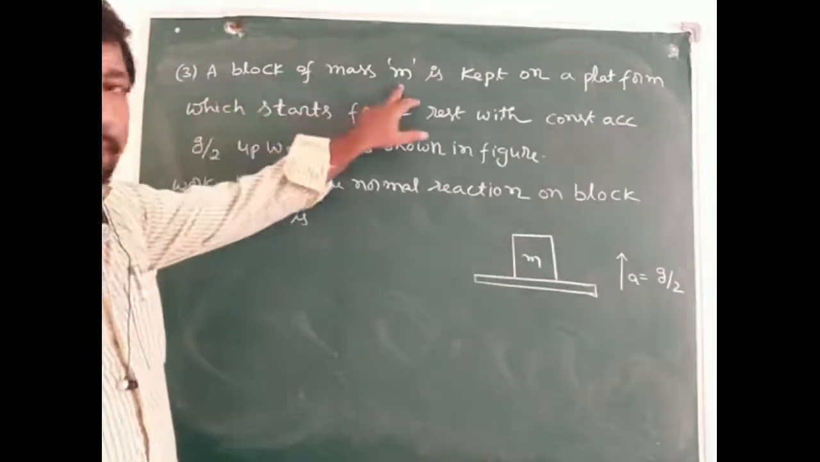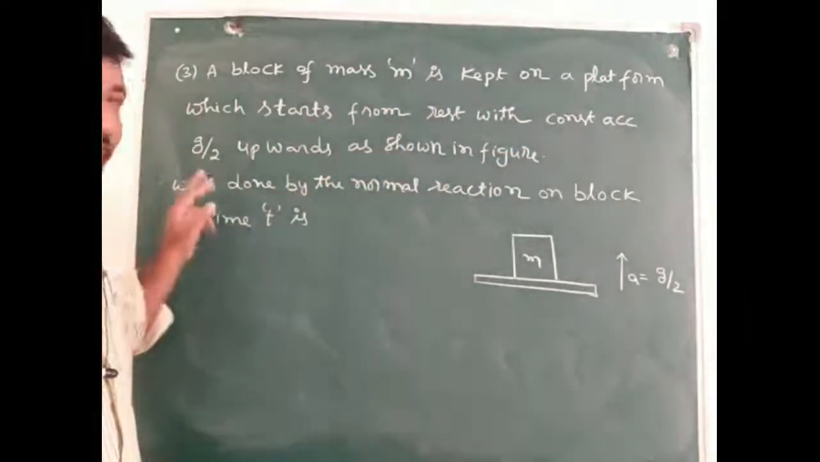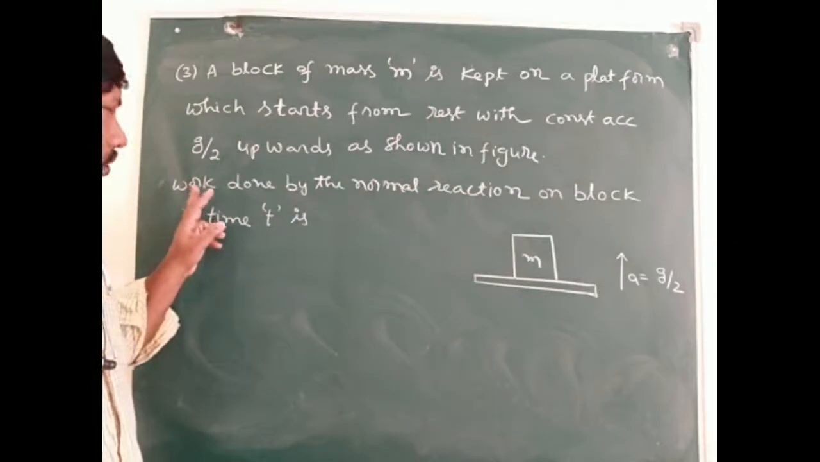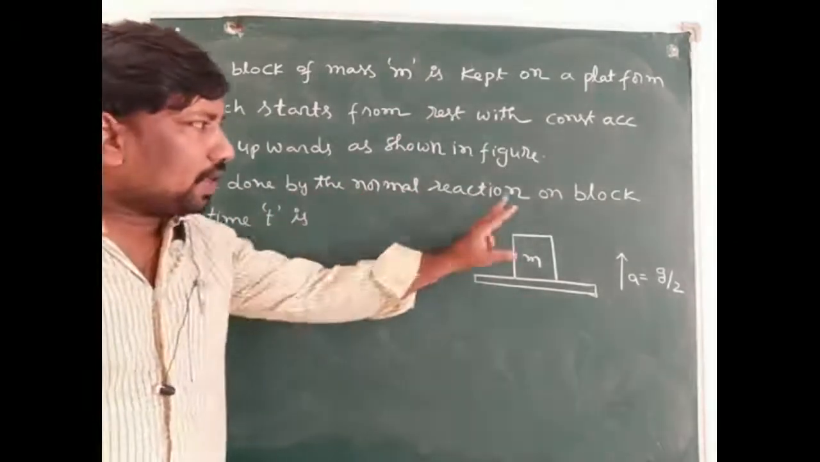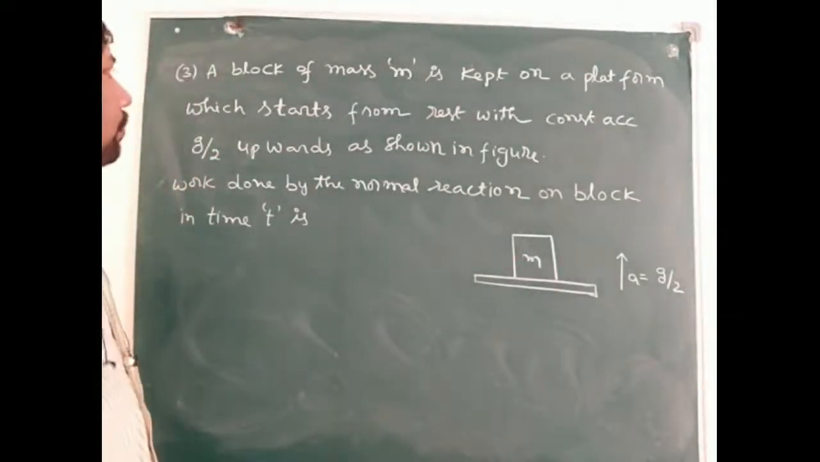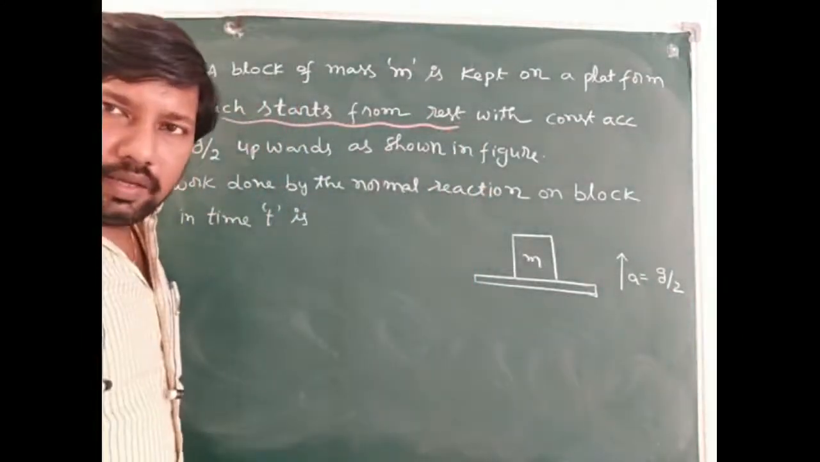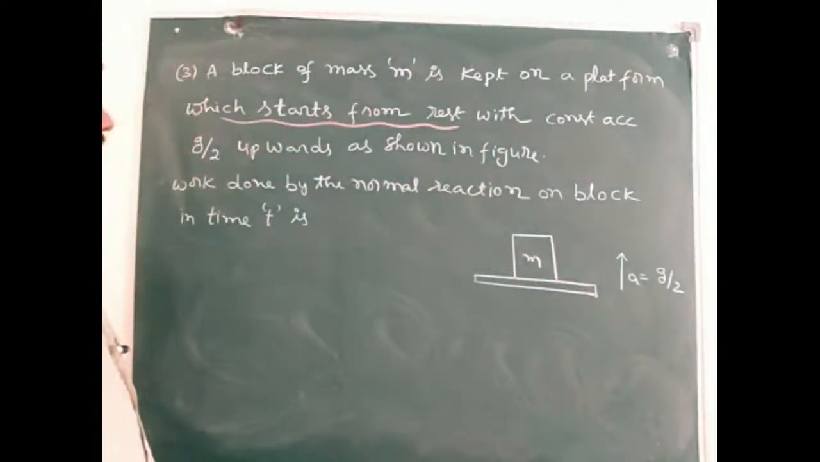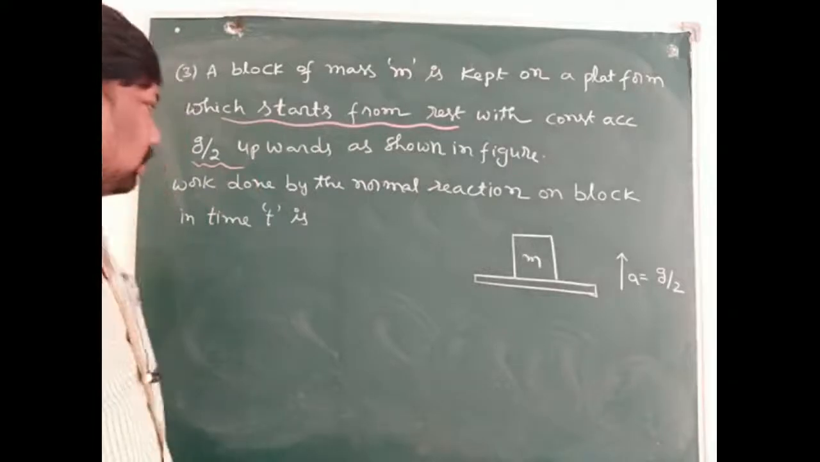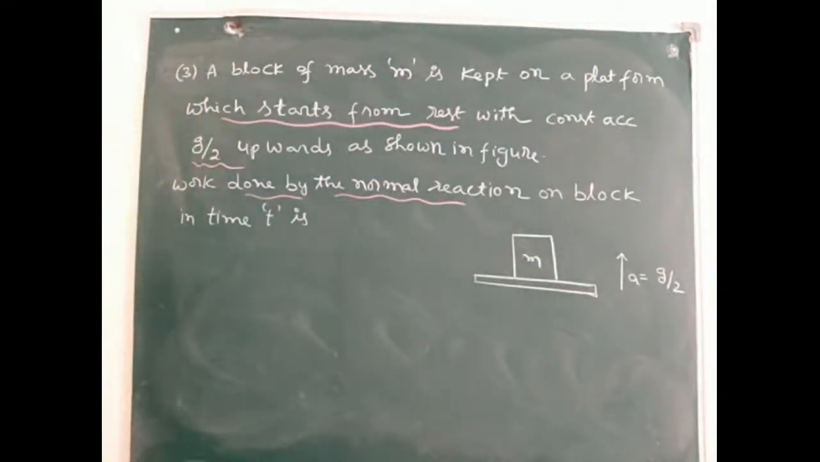A block of mass m is kept on a platform which starts from rest with constant acceleration g/2 in the upward direction, as shown in the figure. Now you can find the work done by the normal reaction on the block in time t. In this problem, the block starts from rest, so initially the block is at rest. Now a constant acceleration g/2 acts in the upward direction. So now we can find the work done by the normal reaction. Okay, we can solve this problem.